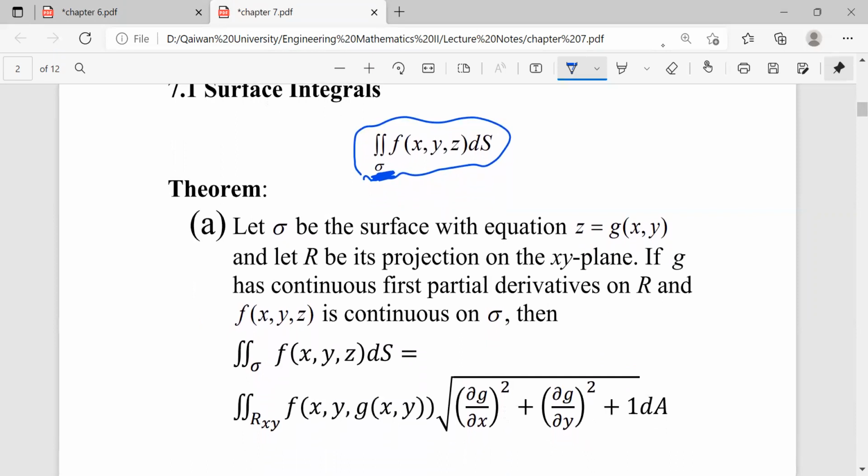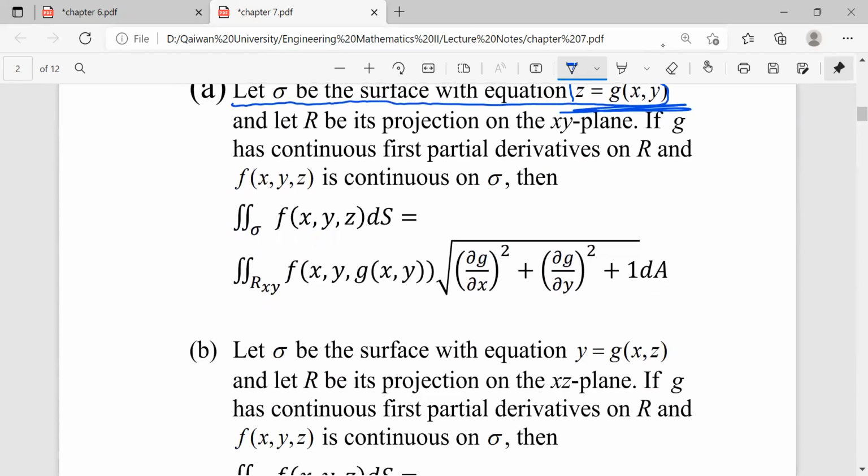Now we have this theorem. It says let sigma be a surface with equation z equals g of x, y. Yeah, this is the surface. We say the surface integral equals the double integration over R of xy. R of xy is the projection of the surface on the xy plane.